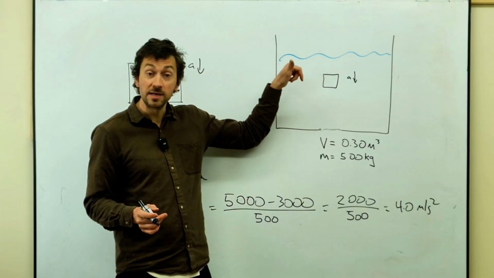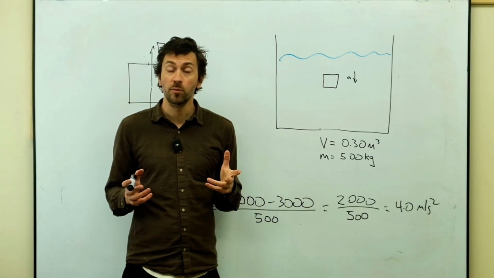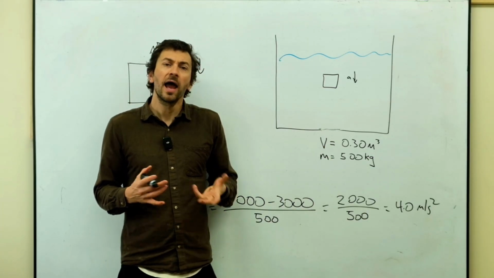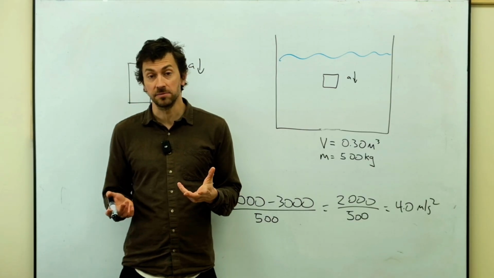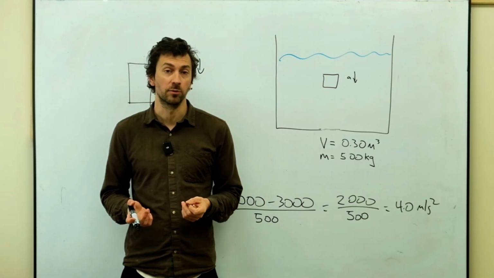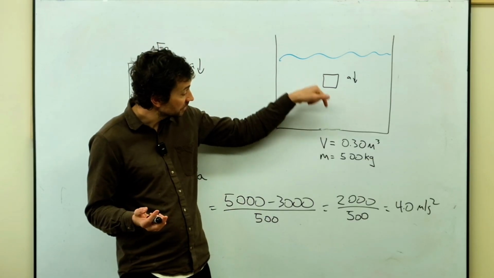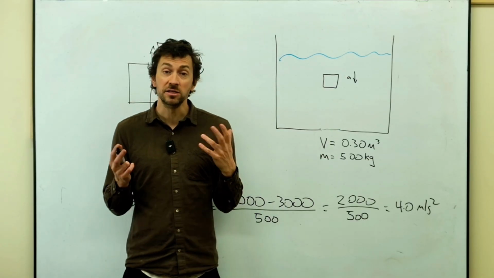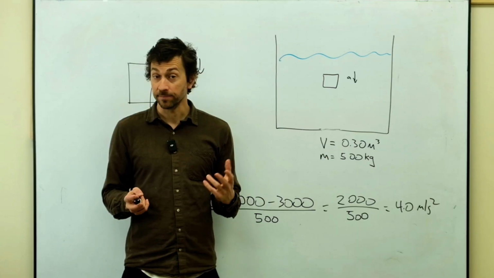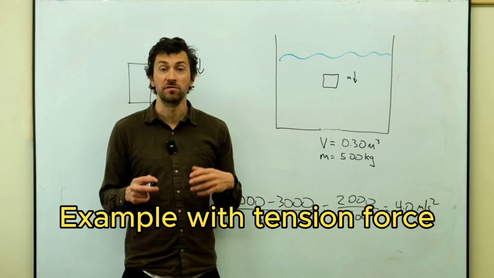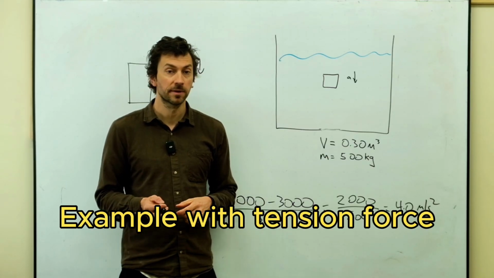So this block will accelerate downwards at a rate of 4.0 meters per second squared. And that kind of makes sense. Gravity is 9.81 meters per second squared downwards. So the buoyancy force is slowing the block down, meaning that it doesn't go down as fast, but it still goes downwards. Okay, let's do another example of just calculating buoyancy forces.